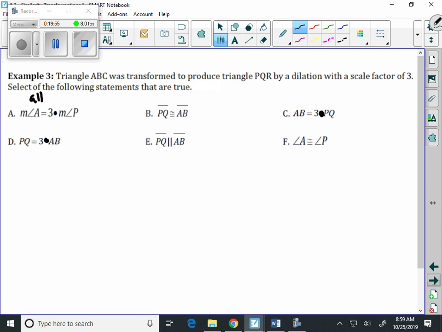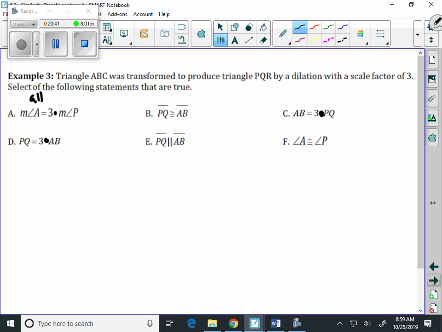Well, remember here that triangle ABC was produced to form triangle PQR. A and P are in the first position listed. So they're going to go together. So it says measure of angle A is 3 times measure of angle P. We're transforming A to get P. So in this first one, we're not going to multiply 3 times the angle P. We would multiply 3 times the angle A. And we don't have that option in this one that I see.